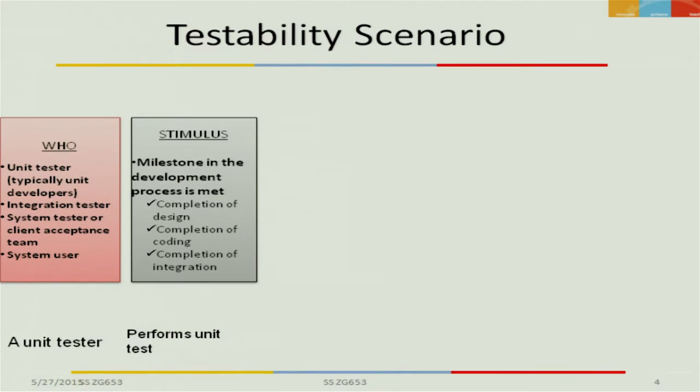What kind of stimulus do these actors create? Basically the stimulus is, as soon as a milestone in the development process is met, things like completion of design, or completion of coding, completion of integration, during that time this event, which is basically a testing event, is generated. So in this example the unit tester performs a unit test after the completion of coding.